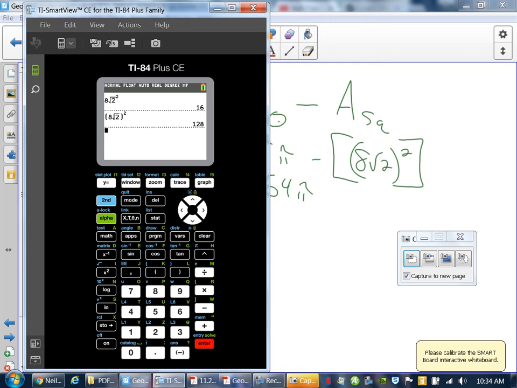I get 128. Because if you don't put parentheses around it, what the calculator does is it squares the last thing that's there. So the square root of 2 squared is 2. 2 times 8 is 16. That's why I was getting that. But if you put it in parentheses and square it, you get 8 root 2 times 8 root 2. So that's why you multiply 8 times 8, root 2 times root 2, and it spits out the 128. Okay. So anytime you ever have to square anything that has radicals with it, please, please, please make sure you throw it in parentheses. Otherwise you're going to be wrong. Don't be wrong. You got it.